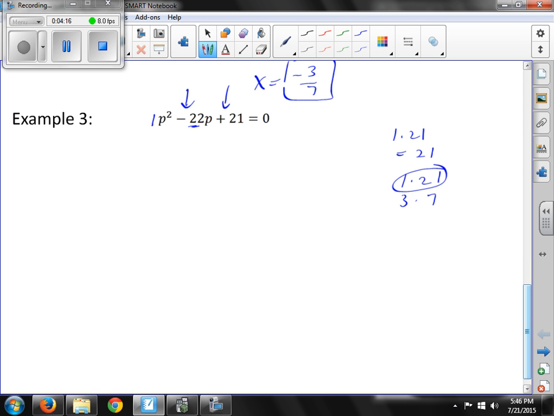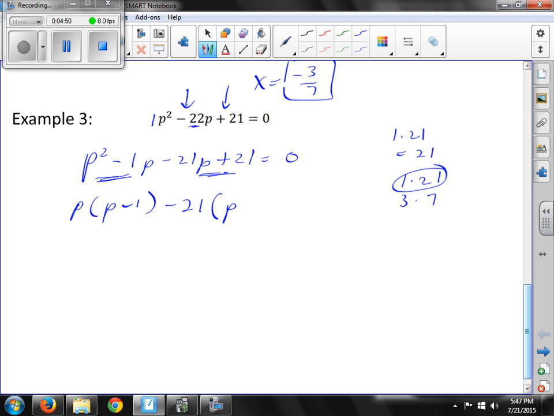So we're going to write it as 4 terms. p squared minus 1p minus 21p plus 21 is equal to 0. So pairing them up 2 at a time, the first time I'm going to take out the p, and that would leave me with p minus 1, because p times p minus 1 is p squared minus 1p. And then in the second pair, I'm going to take out negative 21, and that would leave us with p minus 1. Negative 21 times p is negative 21p. Negative 21 times negative 1 is plus 21.